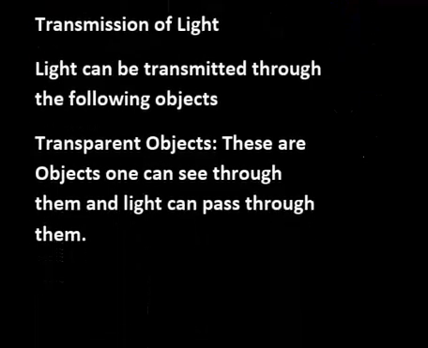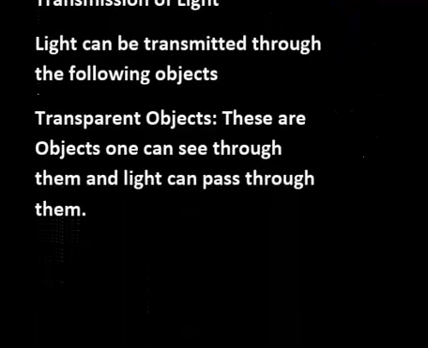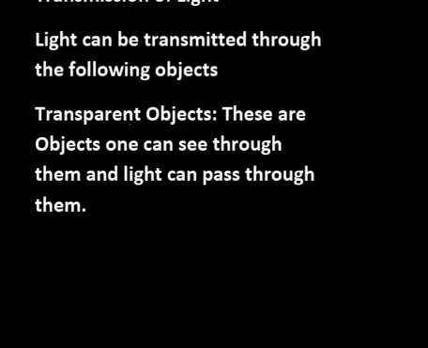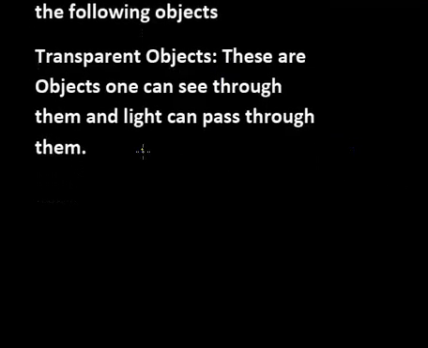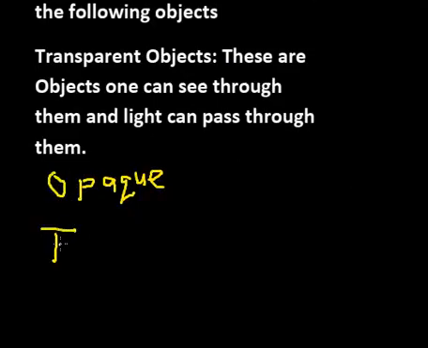Now we talk about the transmission of light. Light can be transmitted through the following objects. We have the transparent object, we have the opaque object, and of course we also have the translucent.